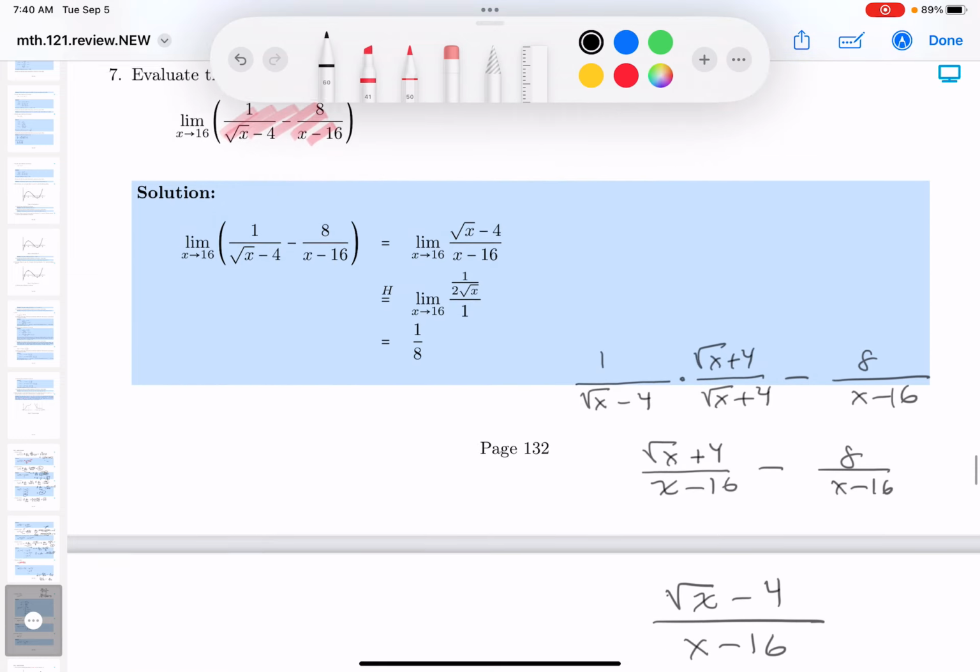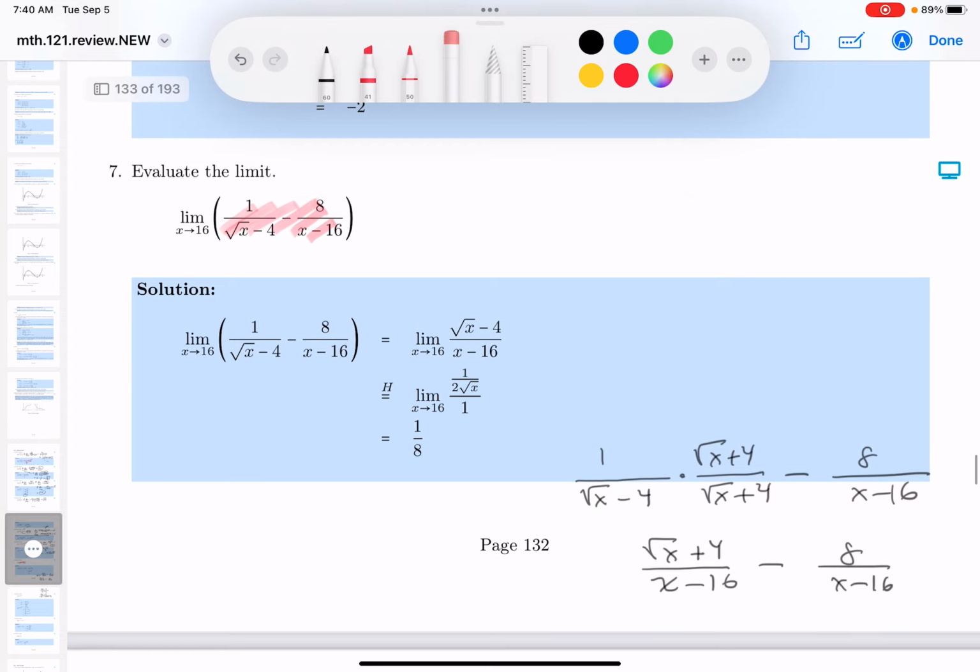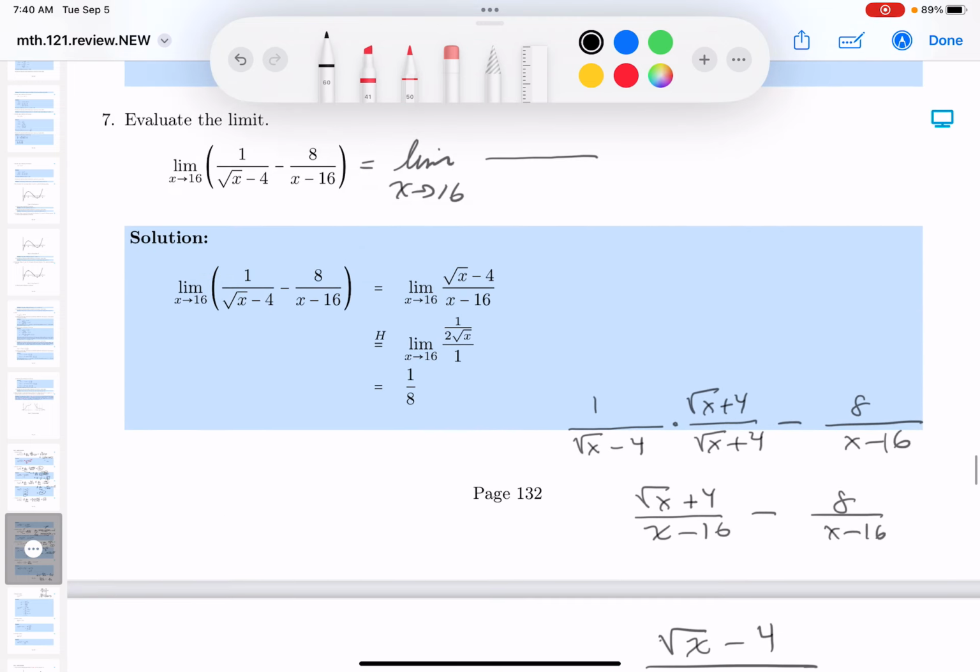Now, I'm going to go back to do the limit, and let me get my eraser out. Erase this highlighting. I just figured that out. And I'm going to write this as limit as x goes to 16. And I'm going to write it down as what I see over here, which is the root of x minus 4 over the root of x plus 4 times the root of x minus 4.